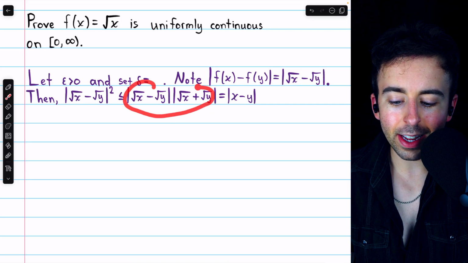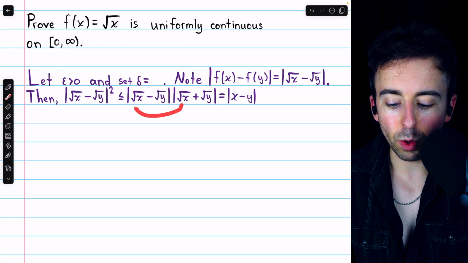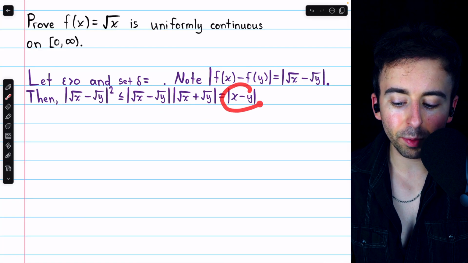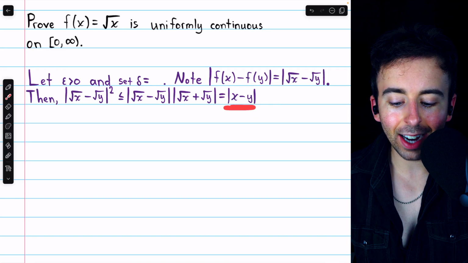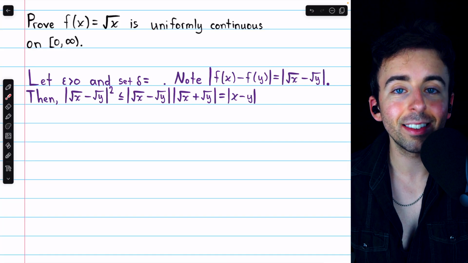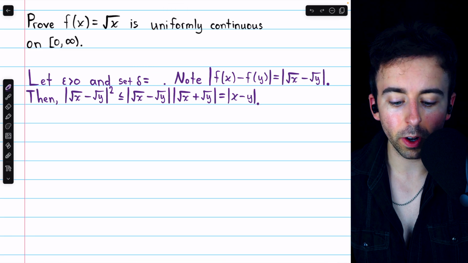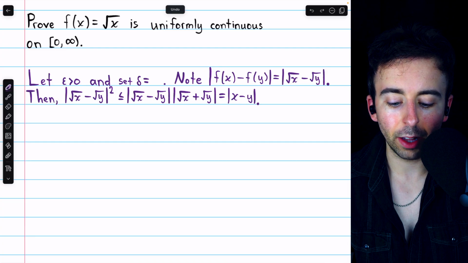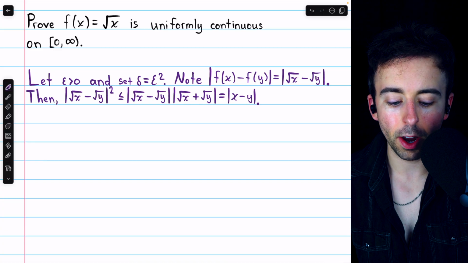And then this on the right, you should notice as a factorization of a difference of squares. If we multiply everything out through these absolute values, we would end up getting the absolute value of x minus y. And this is exactly what we can control because the absolute value of x minus y is less than delta. So what should we set delta equal to for our proof to work? Well, remember, all of this came from squaring the absolute value of root x minus root y, so we'll actually want delta to be epsilon squared.